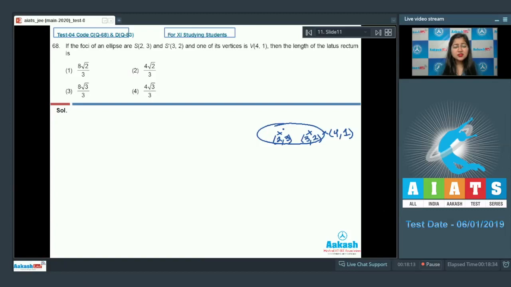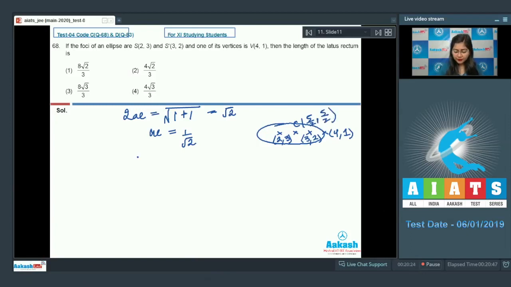Now we know that the distance between the foci is equal to 2ae, so this will be equal to √((3 - 2)² + (2 - 3)²), that is √(1 + 1), so this is equal to √2. Hence the value of ae is equal to √2/2, that is 1/√2. Now the center of the ellipse, let us say C, will be equal to the midpoint of the foci. So it will be ((3 + 2)/2, (3 + 2)/2), that is (5/2, 5/2). So this is the center of the ellipse.